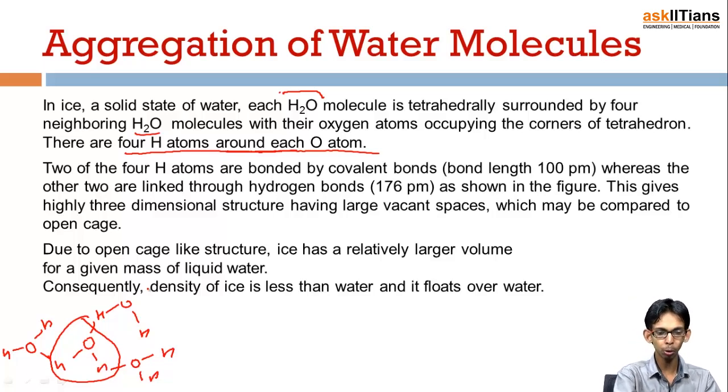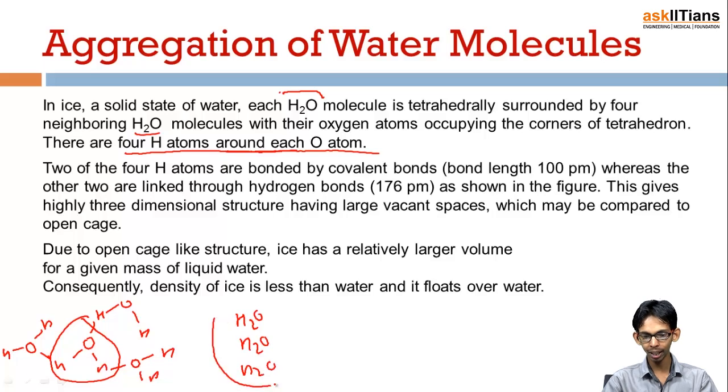Now what happened, due to the open cage-like structure, ice has a relatively larger volume for a given mass of liquid water. Okay, if we have liquid water molecules, they would be close enough, but if they are arranged in the form of ice, what would happen? You can see from here only.